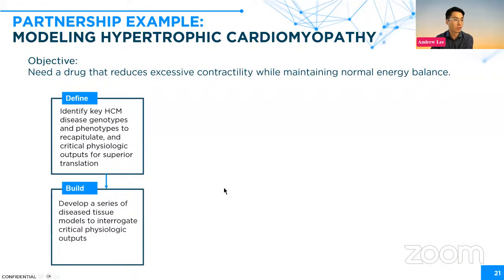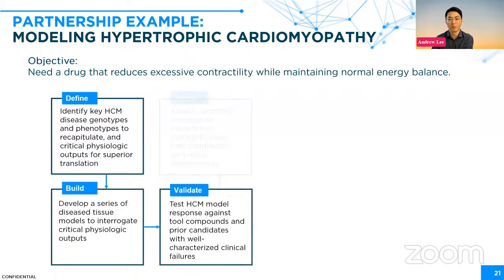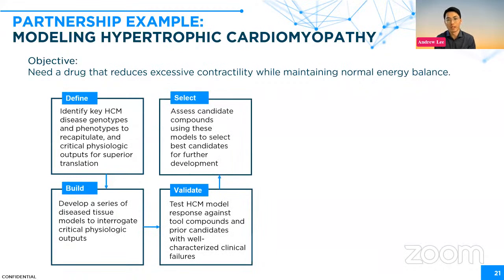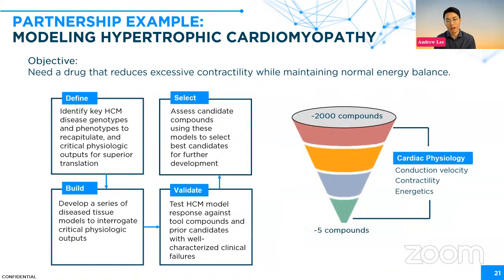So I won't go too much into this, but an example would be, we take a disease like hypertrophic cardiomyopathy, and we then identify, build, validate the model itself, and then select for the compounds that are suitable for further development. So going and screening from 2,000 to 5 compounds, where we're looking at very relevant metrics such as conduction velocity, contractility, and energetics, which are typically affected in a disease like hypertrophic cardiomyopathy.